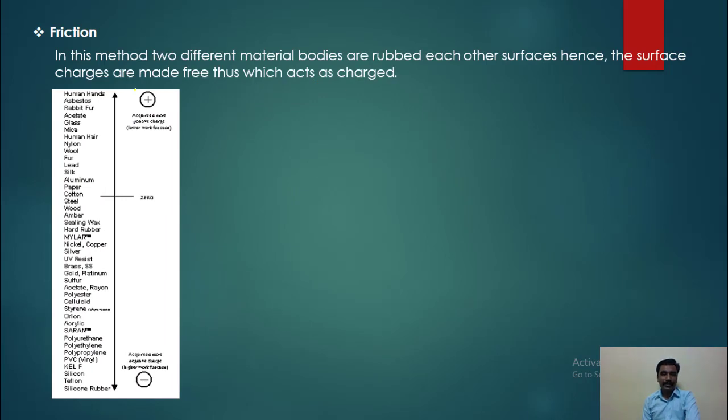Now here is a list of what types of materials will possess positive charge and negative charge when they are rubbed against each other. There are two sections here. This is the second section, this is the first section. From here, in this direction, it shows cotton, paper, aluminum, silk, lead, fur, wool, nylon, human hair, mica, glass, acid, and other things. These materials will gain positive charge when they are rubbed against the second section material. For example, if you rub glass with sealing wax, the glass will gain positive charge and the sealing wax will get negative charge.